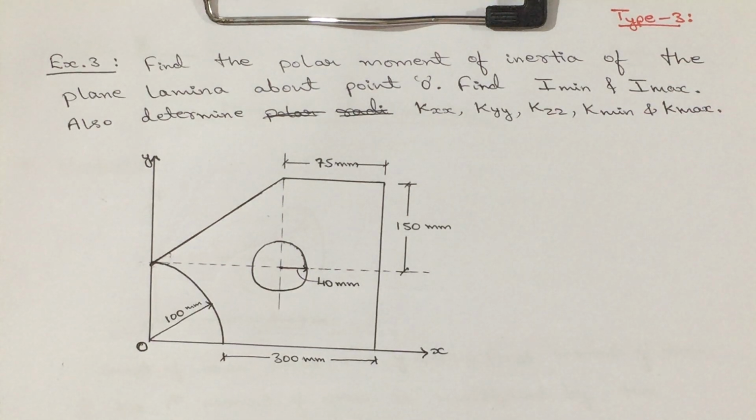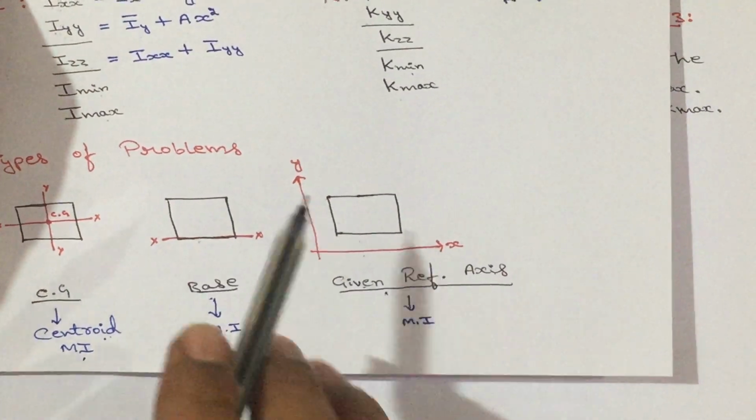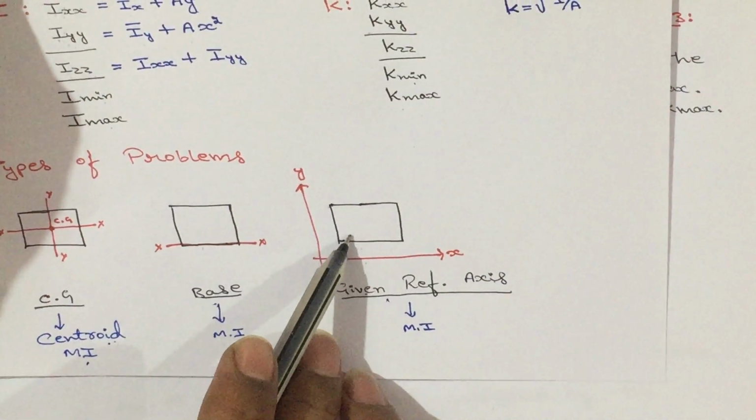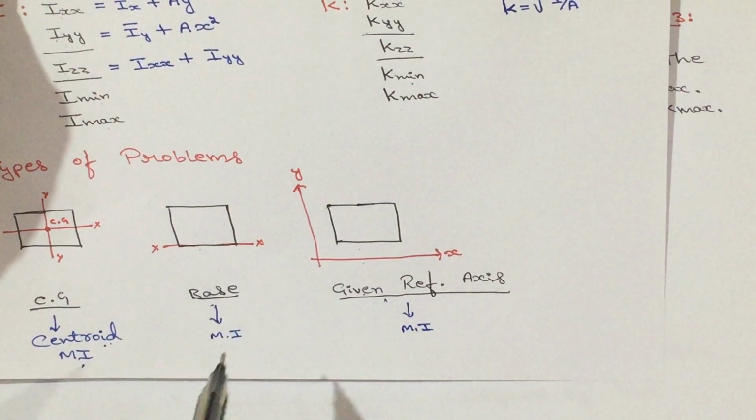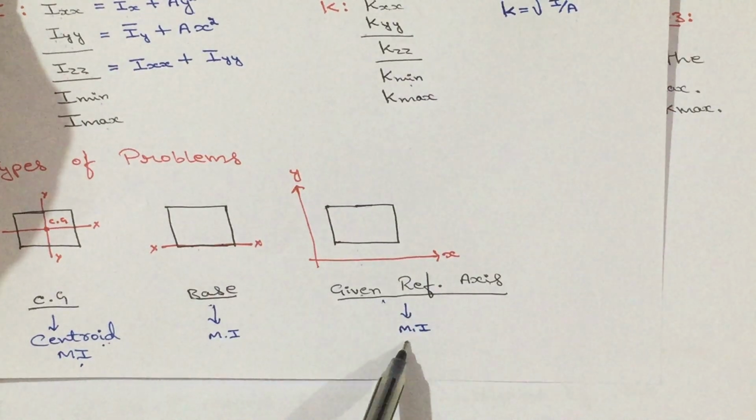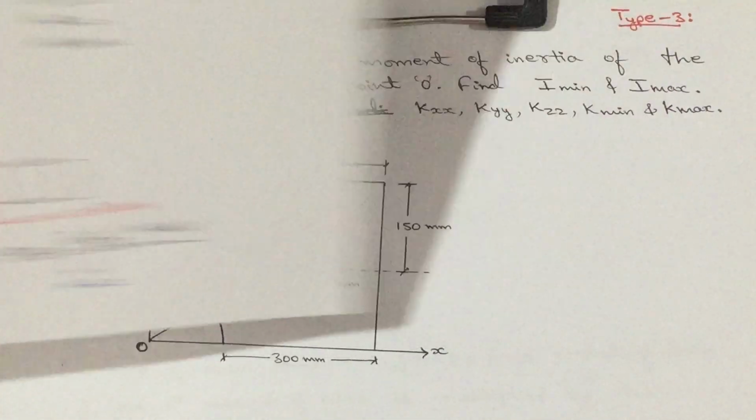Hi, welcome back. This is a type 3 problem, that is, we are going to calculate the moment of inertia with respect to the given reference axis. The reference axis will be given. What is the procedure? Calculate the moment of inertia directly.